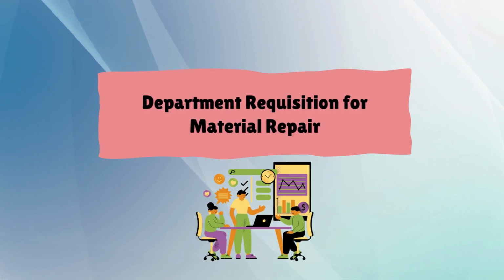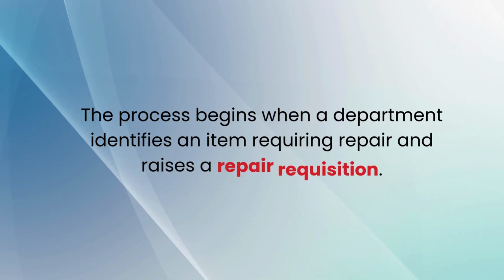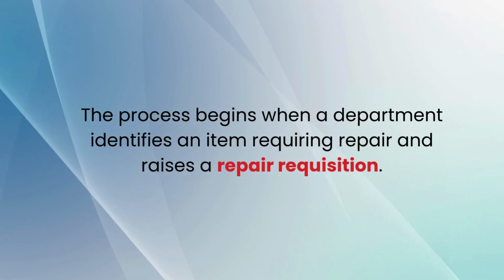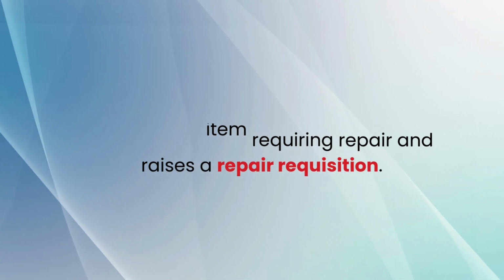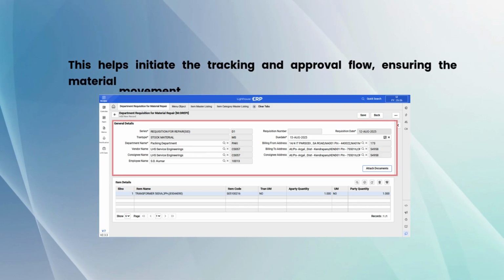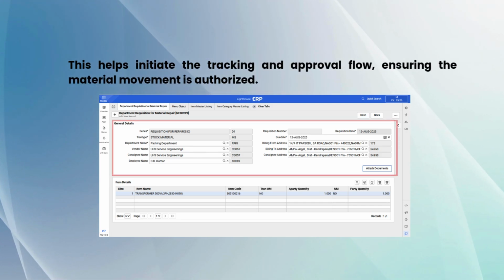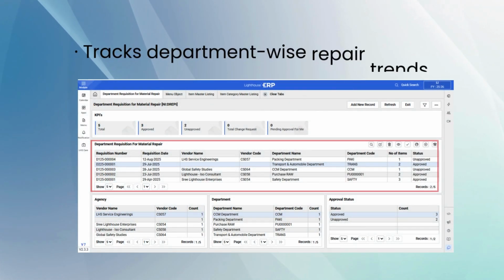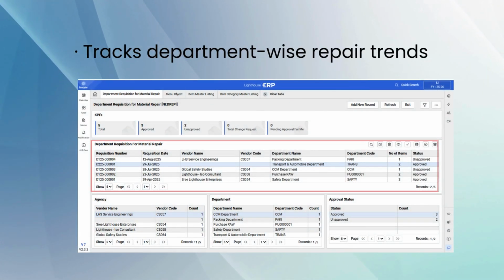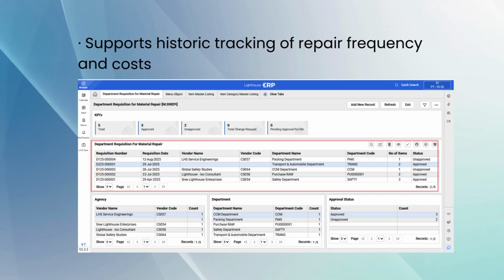Department requisition for material repair. The process begins when a department identifies an item requiring repair and raises a repair requisition. This helps initiate the tracking and approval flow, ensuring the material movement is authorized. Benefits: tracks department-wise repair trends, supports historic tracking of repair frequency and costs.